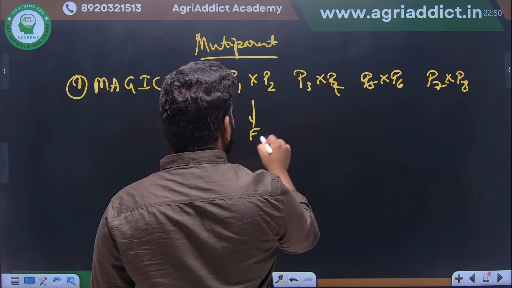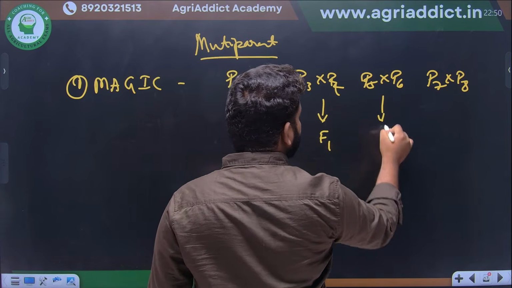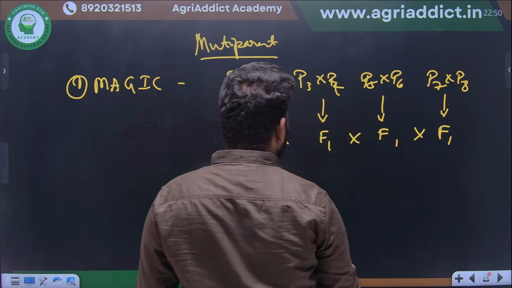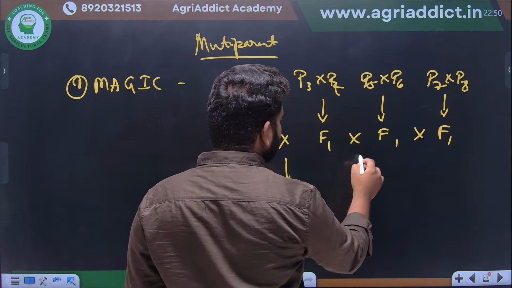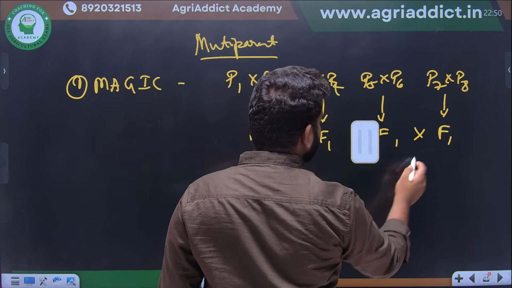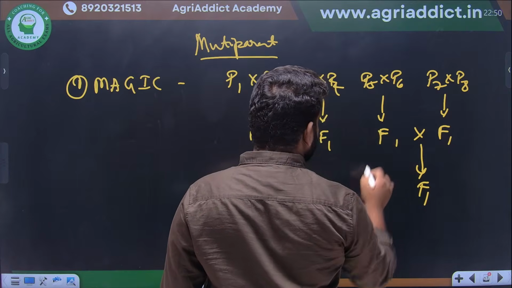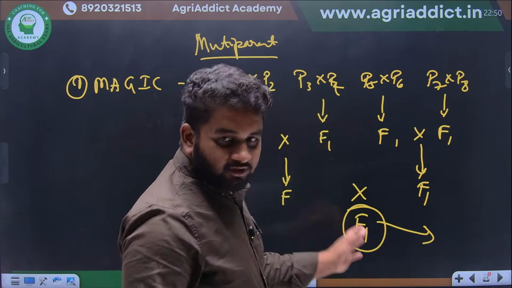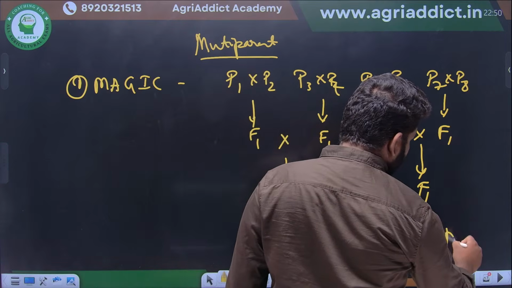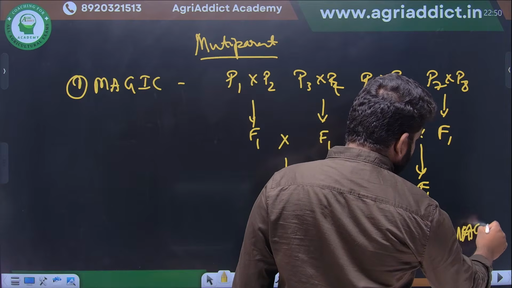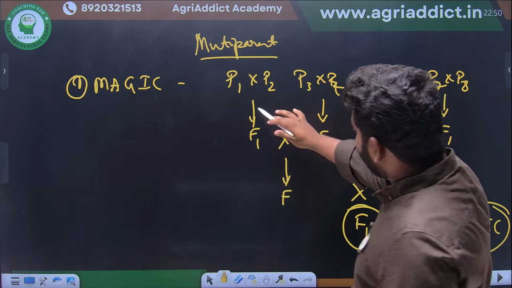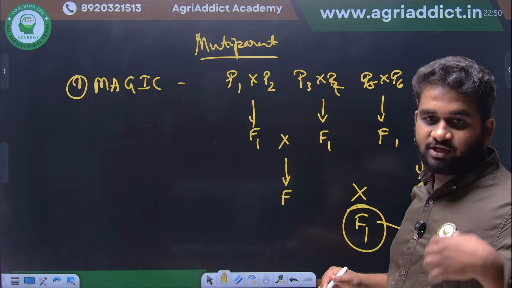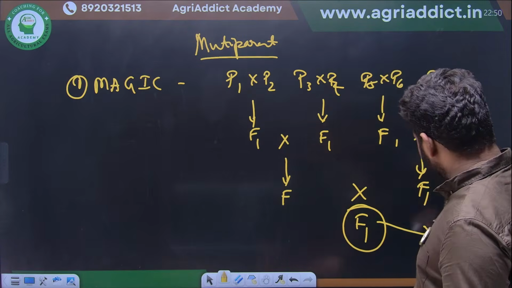Then you will get F1, F1, F1, F1. Then you go for all possible crosses between the different F1s, and again you get F1 here and here. Then you ultimately cross them again and get F1. Then you go for continuous selfing, and you will get the MAGIC mapping population. First all possible double crosses, then all possible three-way crosses, all possible crosses. At the end, you will get the MAGIC population.